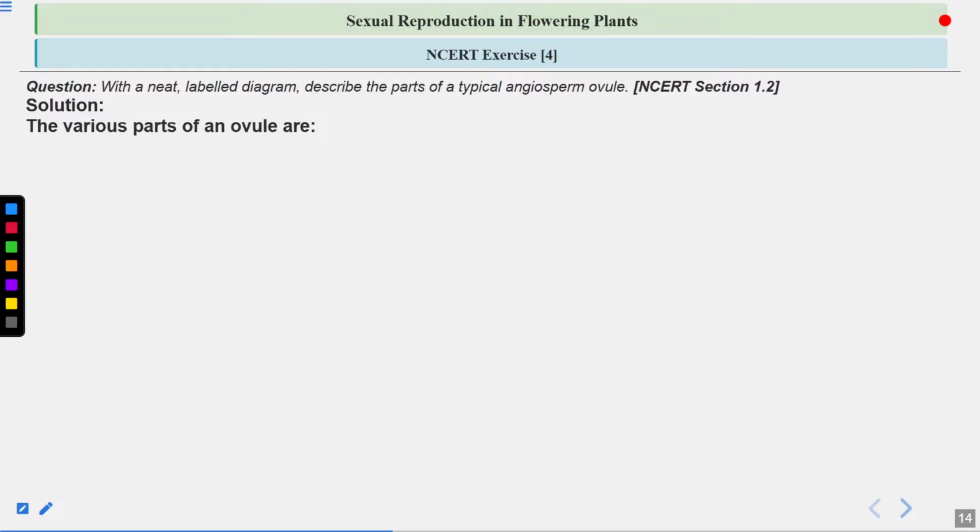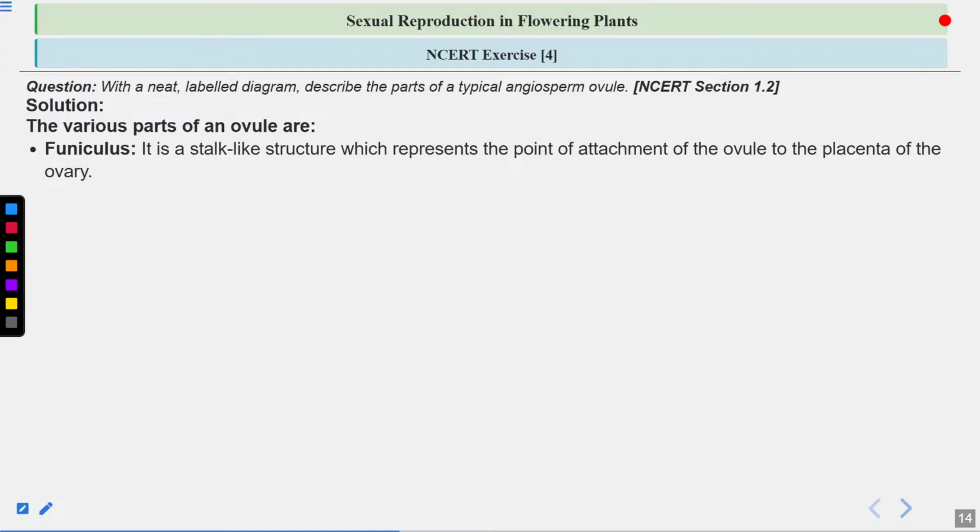So the various parts of an ovule are: the first one is the funiculus. It is a stalk-like structure which represents the point of attachment of the ovule to the placenta of the ovary, right?